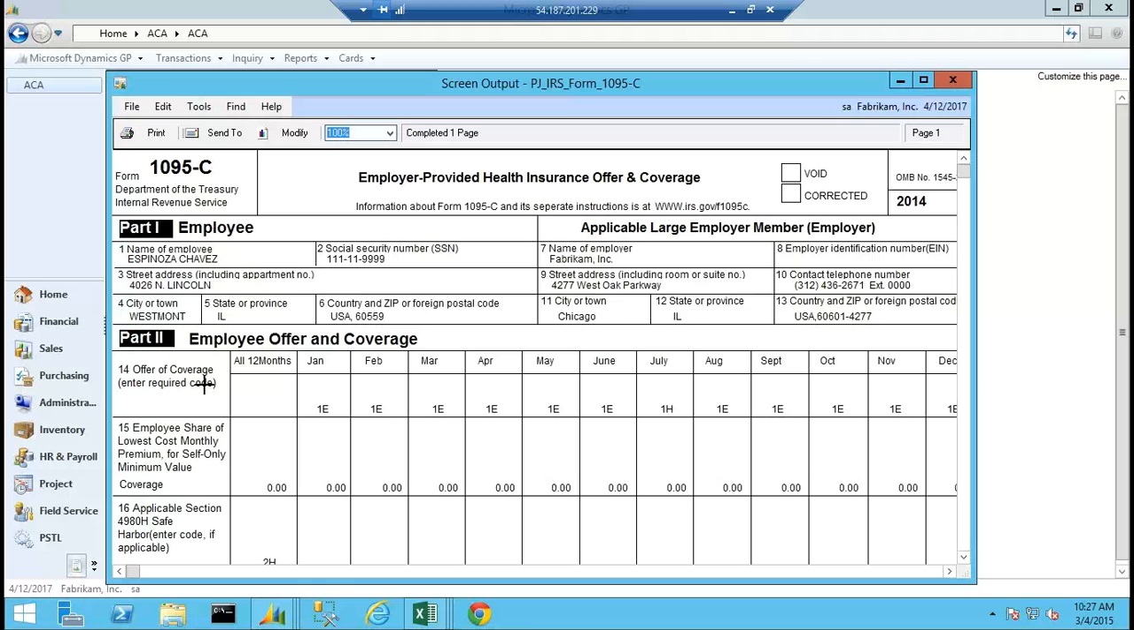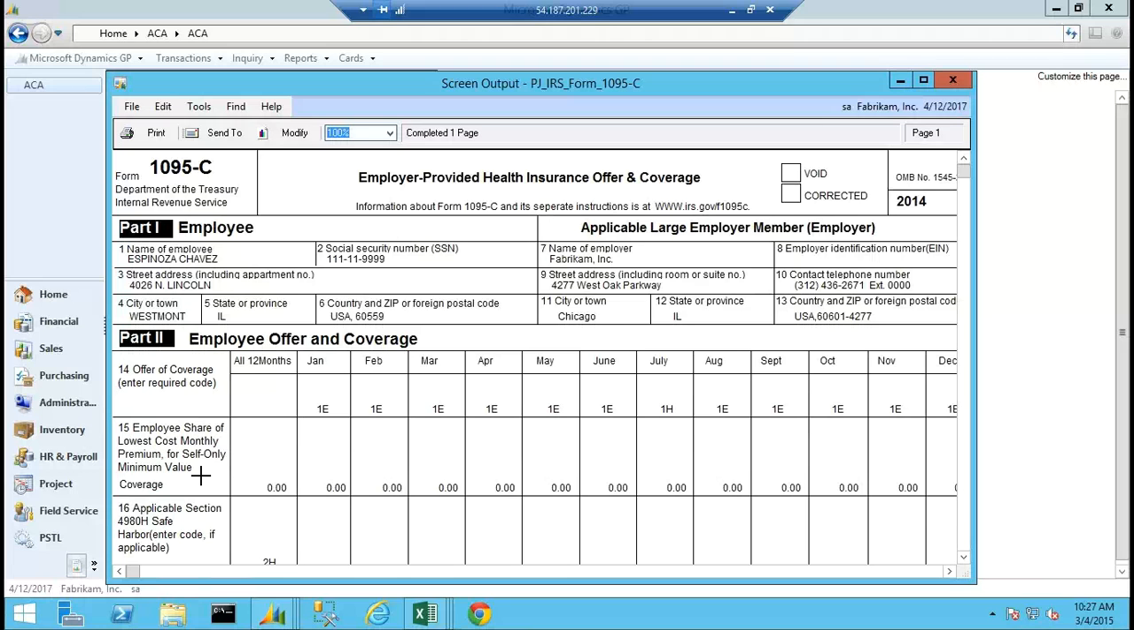Because here's the standard. If you had 3 plans and you had like a bronze, silver, and gold, and the bronze plan met minimum value, it's your lowest cost plan, that is the plan that your affordability is tested on.